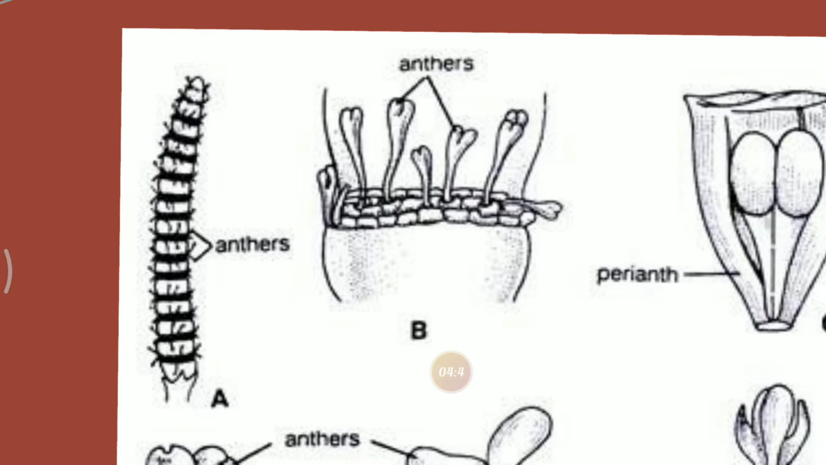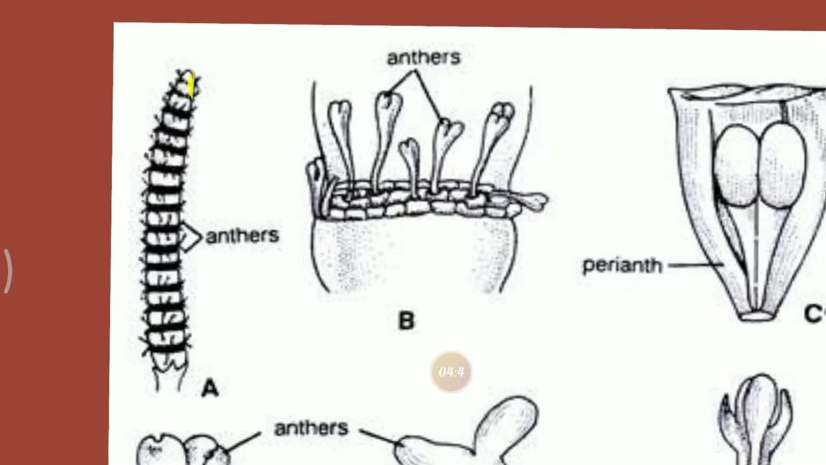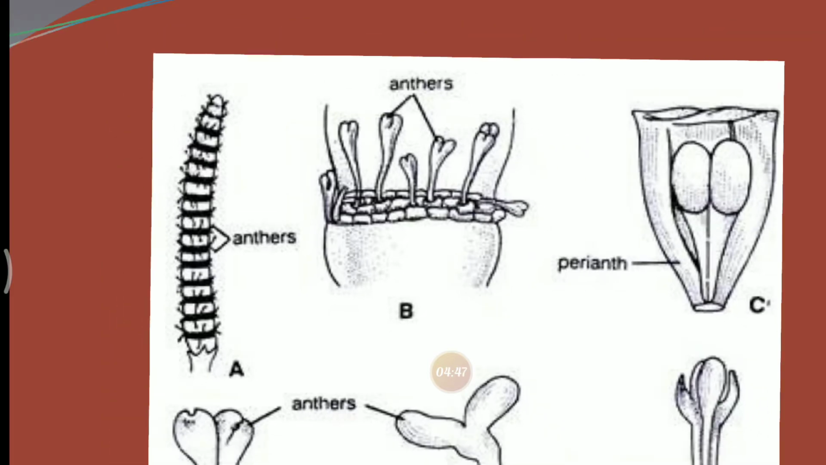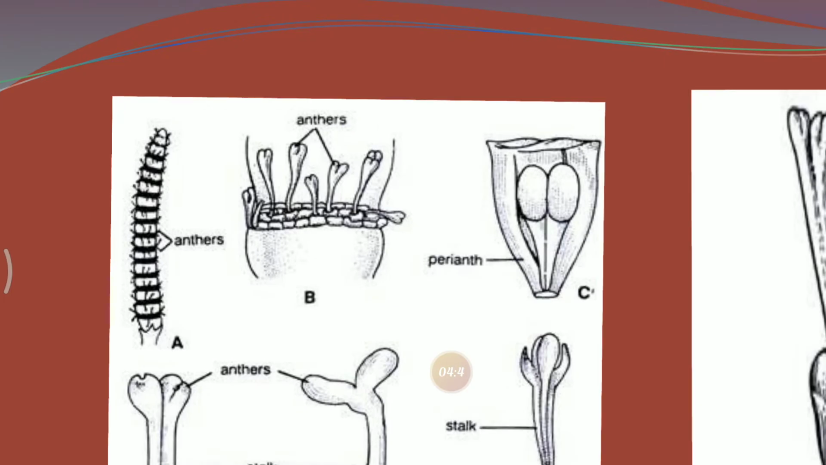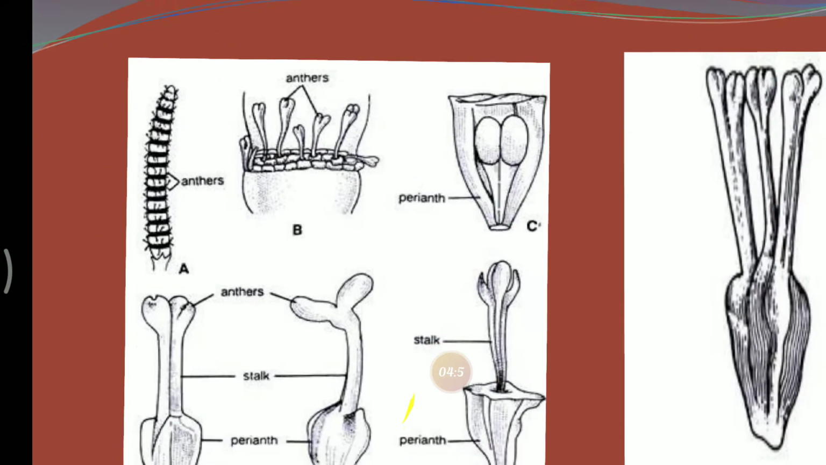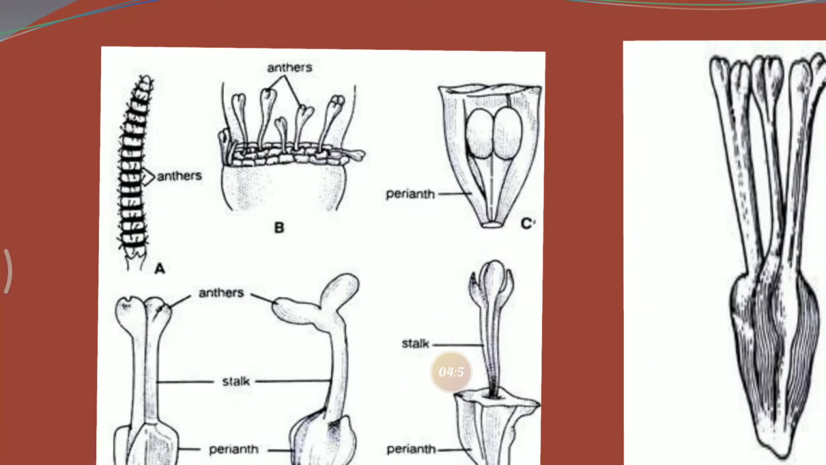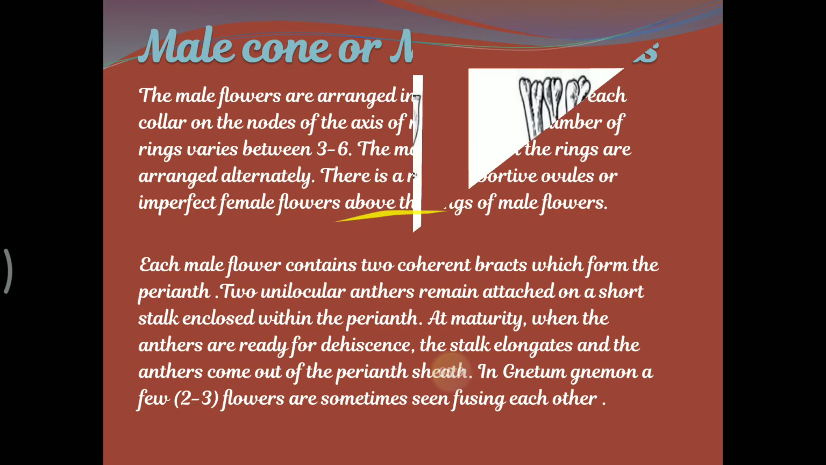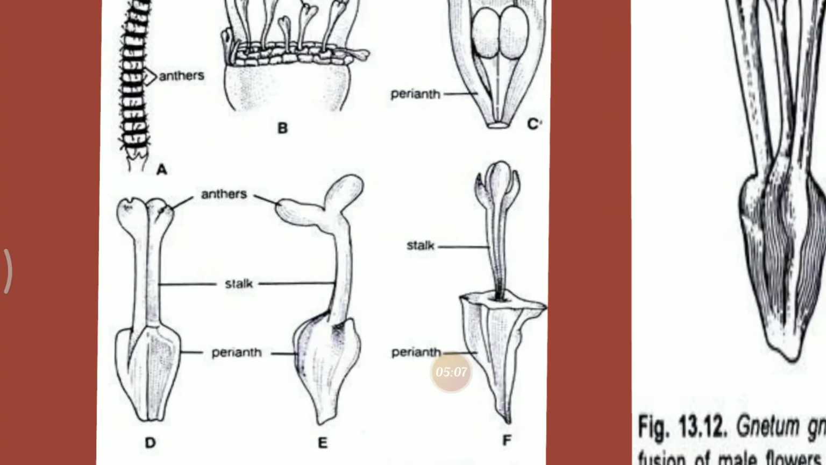The cone therefore looks like a spike inflorescence. Each male flower is enclosed within a perianth. You can see the perianth structure here. When the flower matures, the perianth opens and two anthers on a short stalk come out. See here, these are the two anthers. The anthers are unilocular. The flower is unisexual.